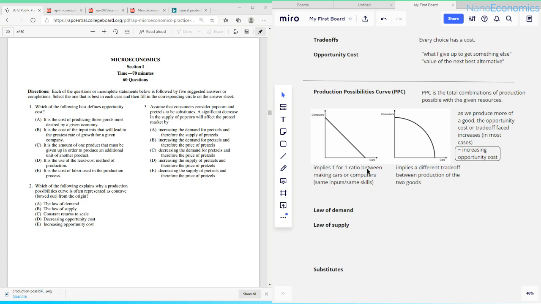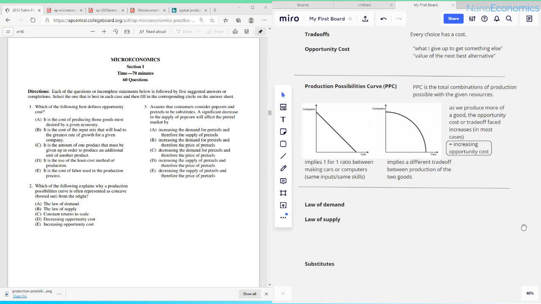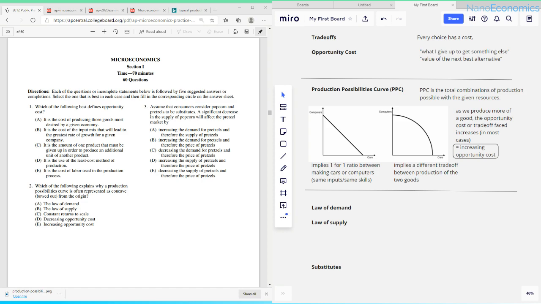So for number two, I kind of wanted to arrive at the correct answer of E, increasing opportunity costs, and then talk a little bit about what the other ones are going to imply and what they're going to mean. So decreasing opportunity costs would almost mean that curve is bowed in.